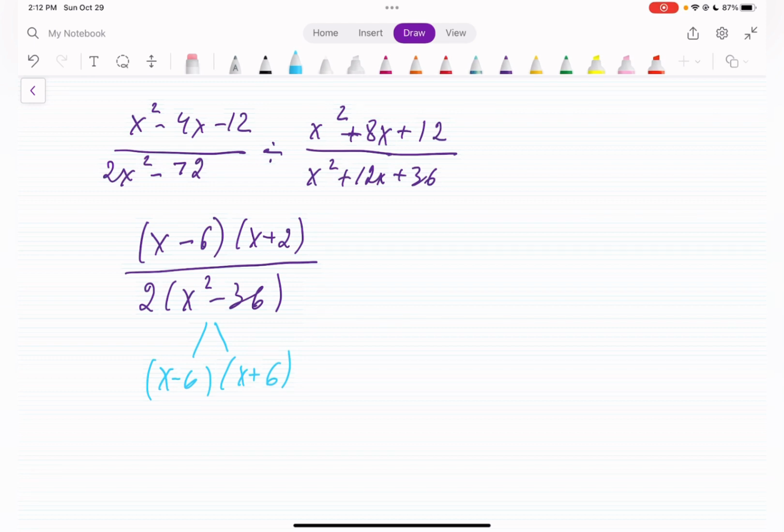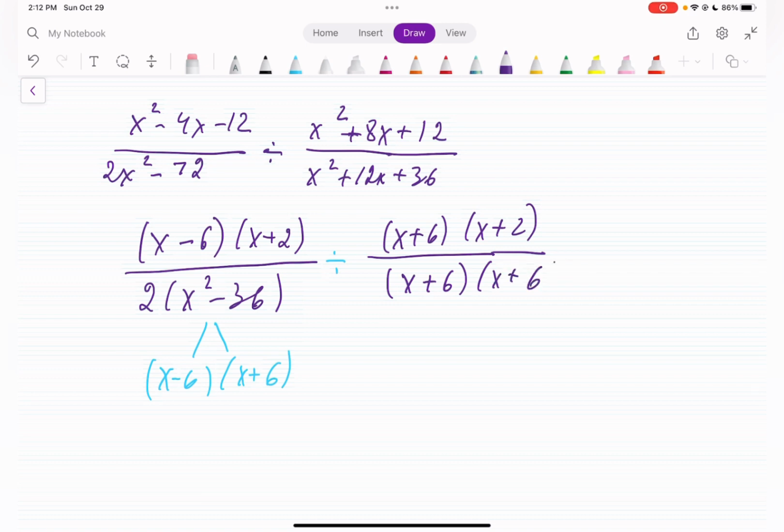Next, dividing by. Okay, I don't want to flip yet. Let me take care of this. This one is going to be x plus 6, x plus 2, right? 6 times 2 is 12, 6 plus 2 is 8. And this one is going to be x plus 6 squared, or x plus 6, x plus 6. Either way. You can use it as a factoring and you can use it as a perfect square.